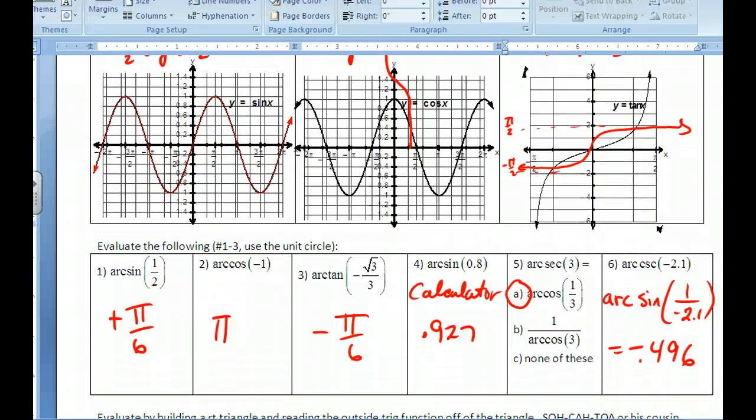What you want to do now is probably pause, and you should be able to use your unit circle knowledge to find these inverses. Number 4 gets into the calculator, and then answer the other ones. So go ahead and do that now.